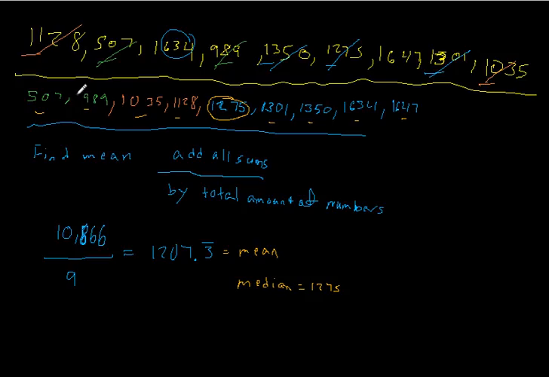The mode is the most common number. I'm looking for the most common number. There is no most common number, so therefore there is no mode.